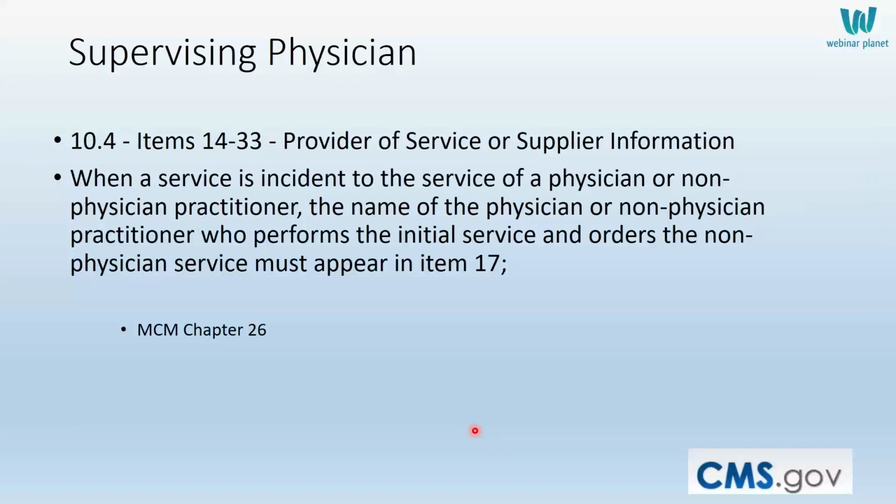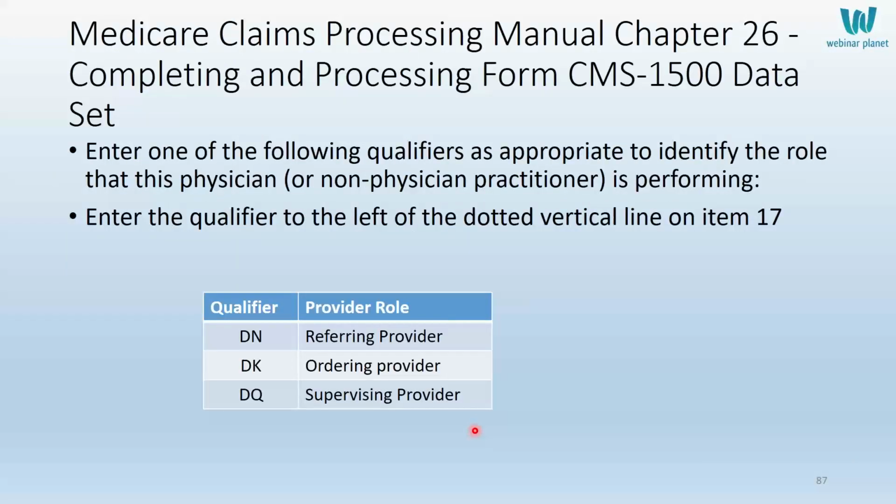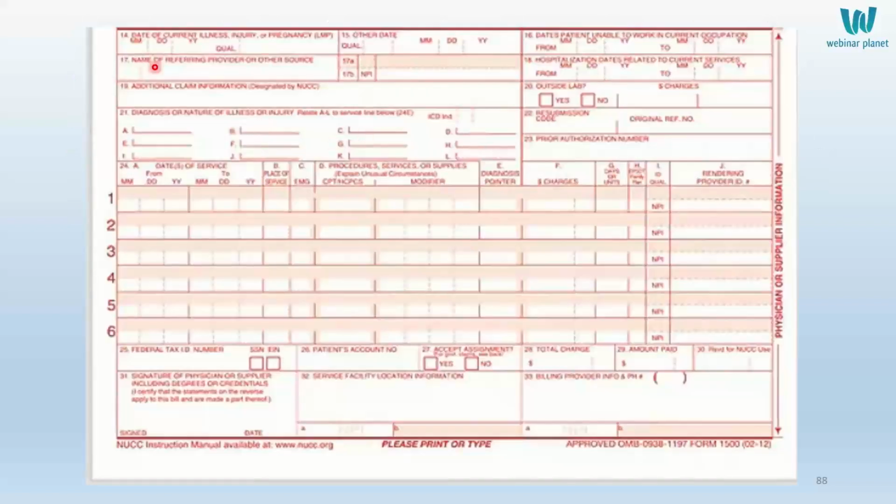So we talked about incident 2. We talked about the supervising physician. And we talked about reflecting that information on a claim. Put this information in. These initials, these alpha characters that are called qualifiers are going to go, now when I tell you the left of the dotted vertical line in item 17, I don't expect you to know where that is. So that's where I'm going to come over here and show you.